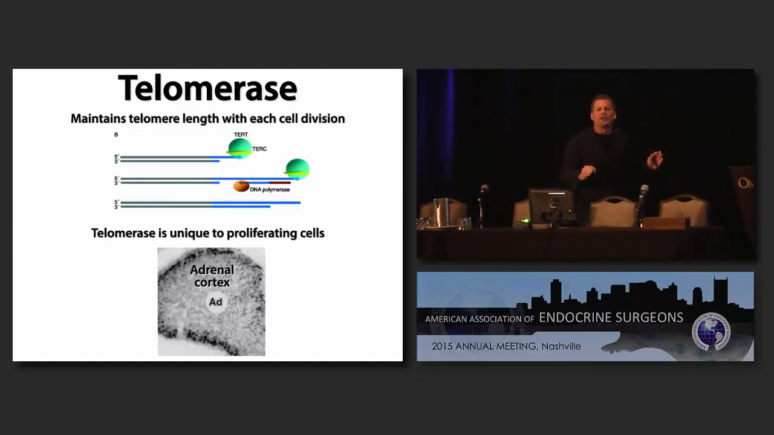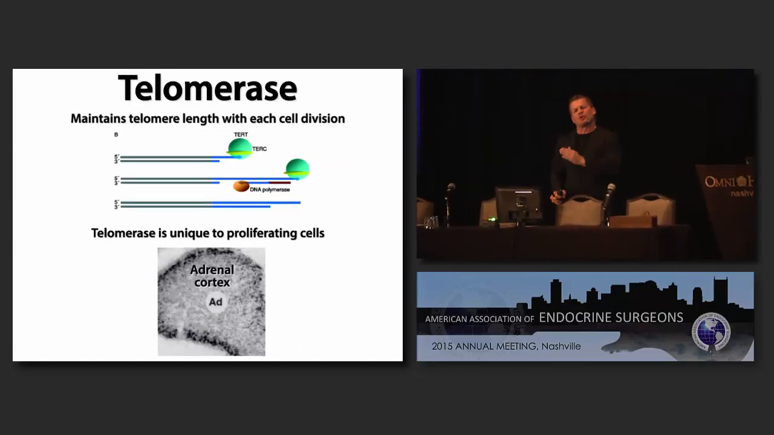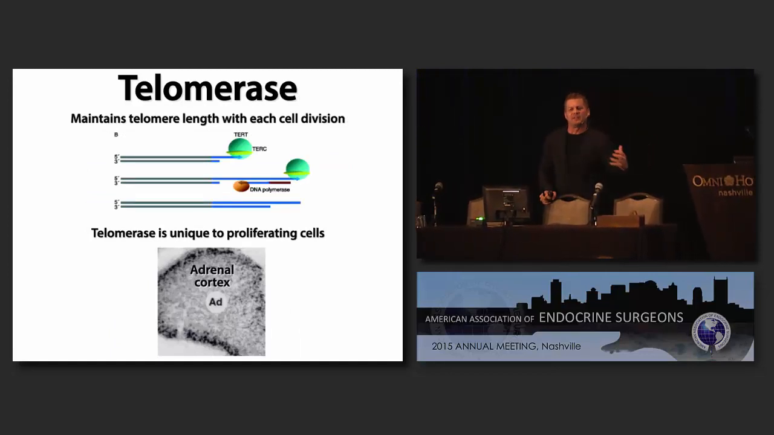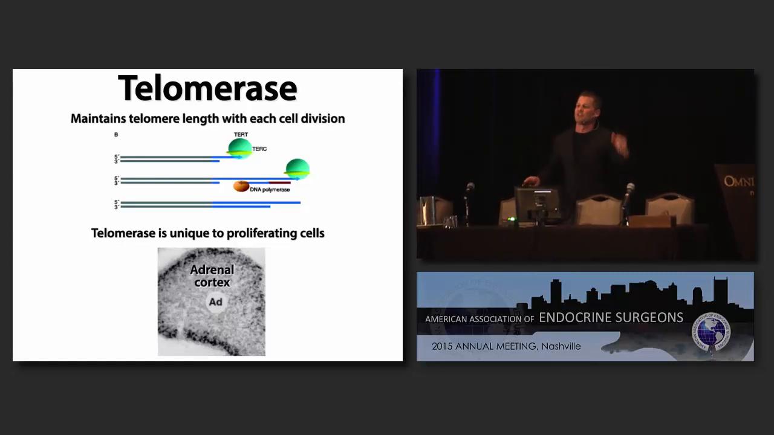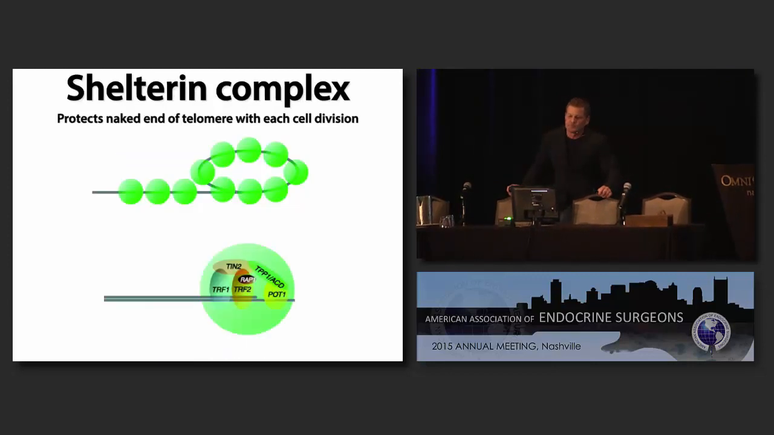Telomerase's job is to protect that shortening telomere every time the DNA divides. DNA replicates, so telomerase adds DNA to the end of the chromosome. That's its job. It's unique to proliferating cells, and it's uniquely in that outer zone of the cortex shown here in black. How do you protect the naked end of a chromosome, though?